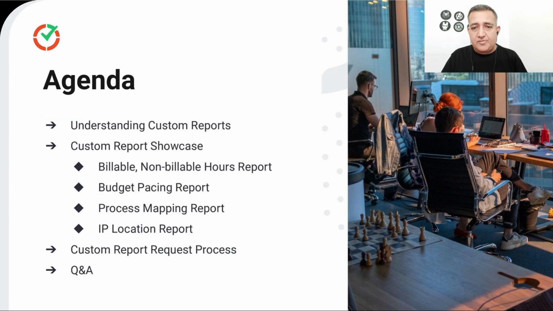Now let's look at the agenda for today. We want to walk you through some of the top custom reports we've created for some of our customers to show you what exactly is possible and hopefully spark some ideas on ways we can further customize Time Doctor to meet your specific needs. The four reports that we would be looking at today are the billable and non-billable hours report, budget pacing report, process mapping report, and IP location report. Then we will be moving towards the custom report request process, how you can request custom reports for yourself, and the Q&A session at the end.